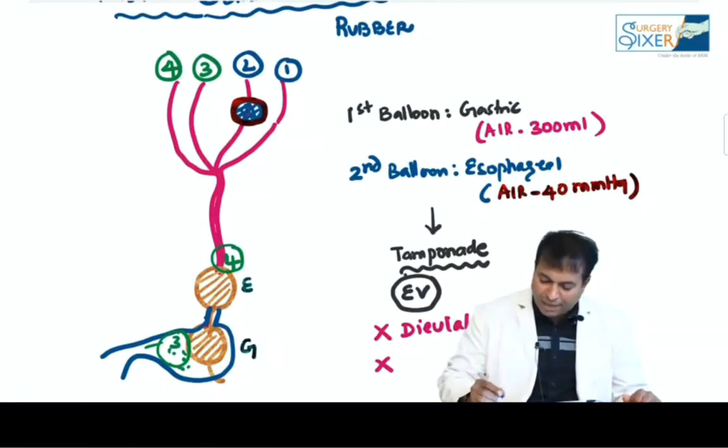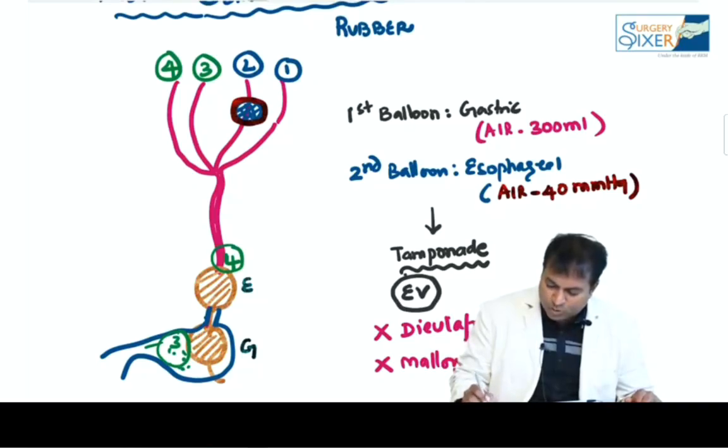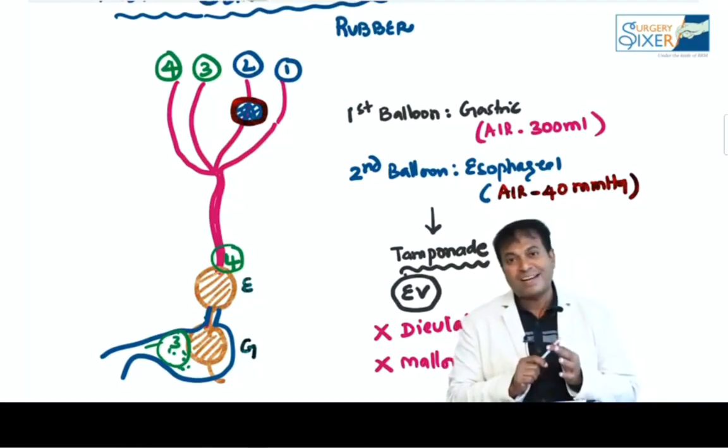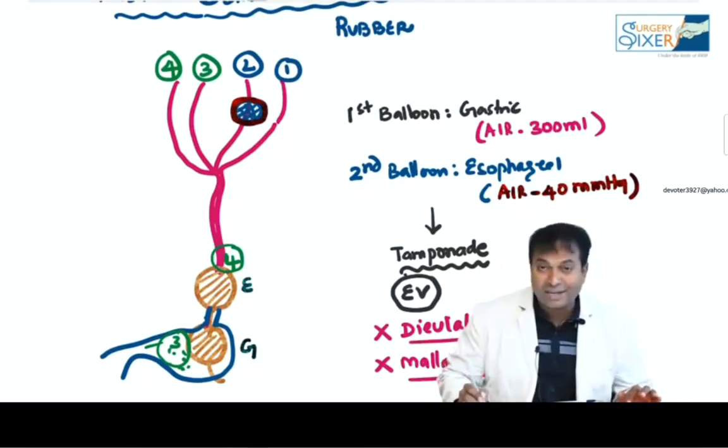It is also not useful for Mallory-Weiss tear. Why is it useful only for esophageal varices? Because varices is a venous bleed, but Dieulafoy's, Mallory-Weiss and the like are arterial bleeds, so it is not useful.